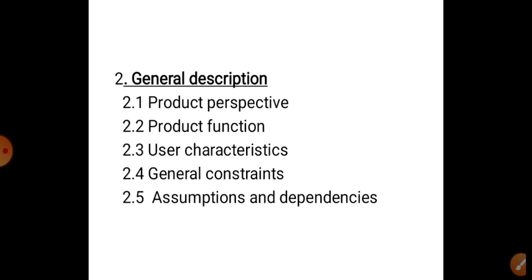Third, user characteristics. So it speaks about who the users are and it gives details about who can use this system. Fourth, general constraints. This part speaks about the limits and the constraints under which software is developed and is to be operated. Fifth, assumptions and dependencies. As you know, when you are developing any software, you assume something. So the assumptions are very important from the understanding point of view.